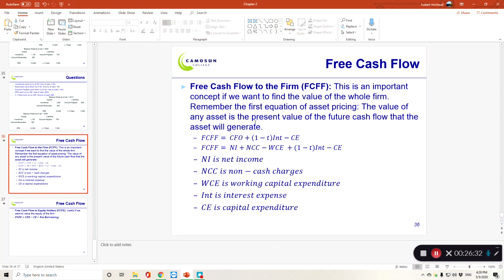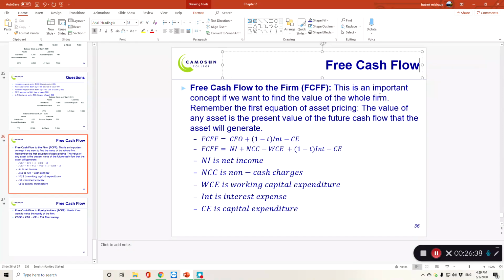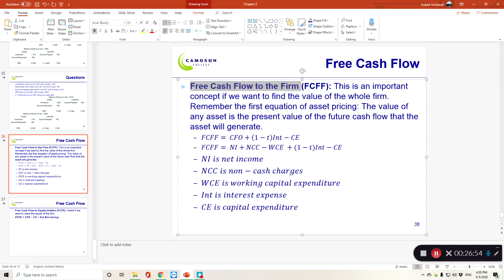The last point that I want to highlight is the idea of free cash flows. A lot of students, when I've taught this class in the past, had never heard about free cash flows before. They are an extremely important concept in finance. There are two of them that I'm going to talk about in this class. There are many different free cash flows, but one of them is the free cash flow for the firm or to the firm.